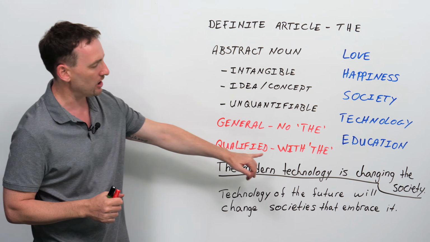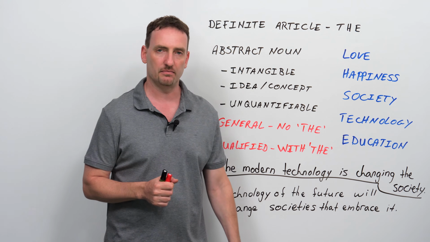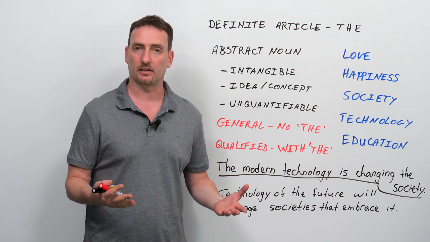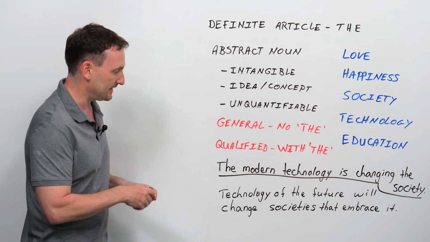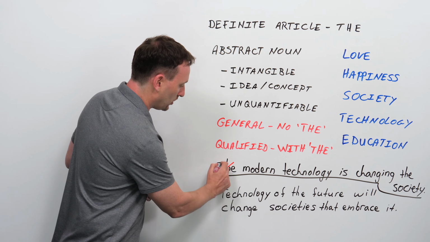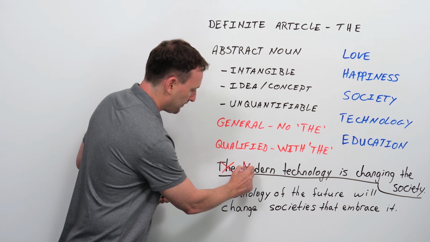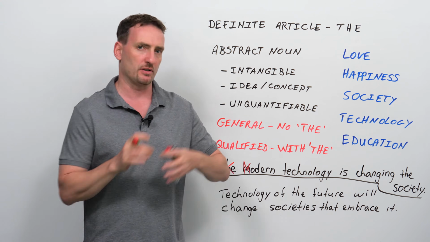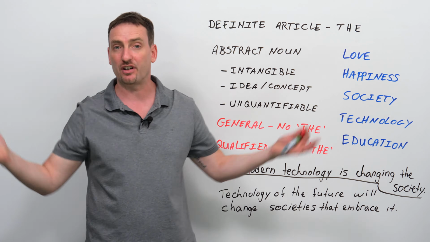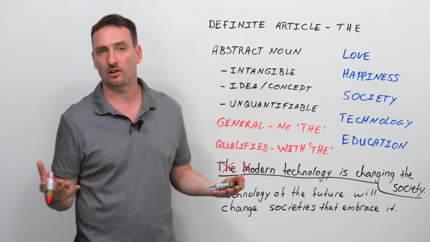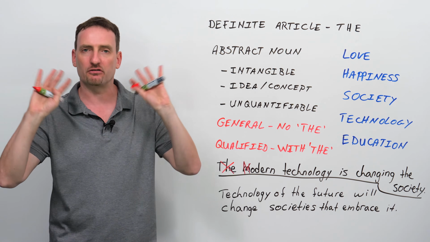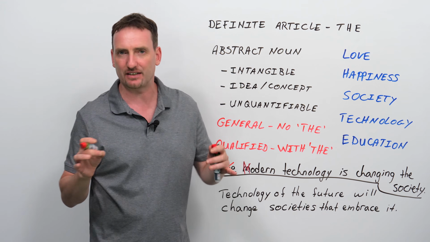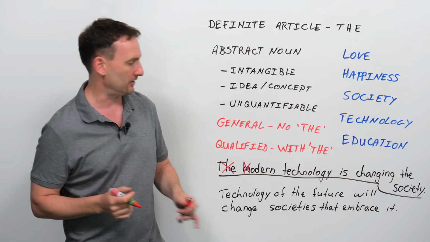The modern technology is changing the society. Now, is this sentence using the correctly or incorrectly? The answer is that it is incorrectly. You do not need the here. Modern technology. I'm not talking about smartphones. I'm not talking about computers. I'm talking about everything that is part of technology. It's just one general abstract idea. So I'm not talking about anything specific within that technology.